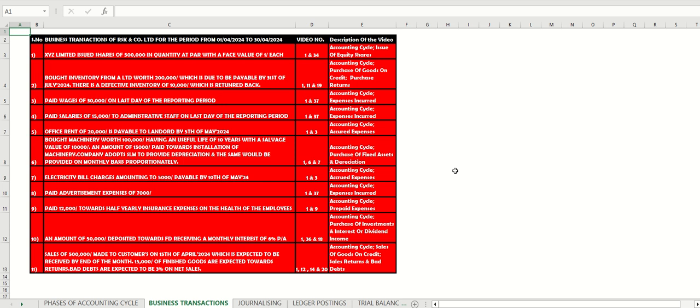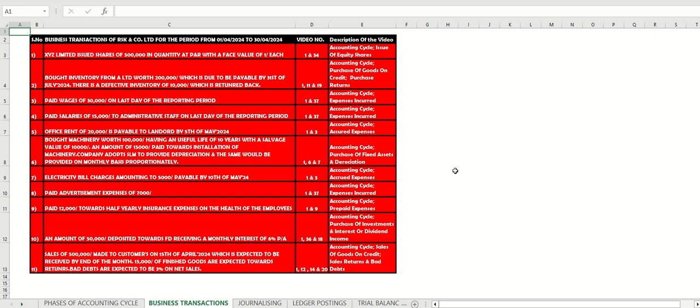And this insurance is half yearly, which means it covers a period of 6 months. However, we would be preparing the financial statements for 1 month, which is 1st April 2024 to 30th of April 2024. So the concept of prepaid expense arises. So what is a prepaid expense? What are the journal entries? All those details I had already covered in my earlier video on prepaid expense, and the video number is 9.